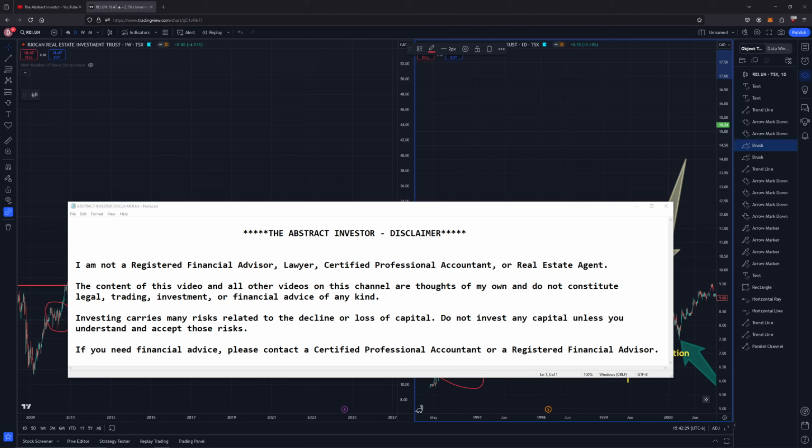Today I'm going to show you my charts on Riocan Real Estate Investment Trust. It's a Canadian REIT. The ticker symbol is REI.UN.